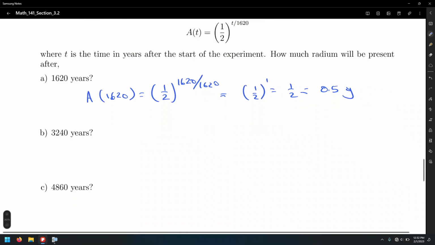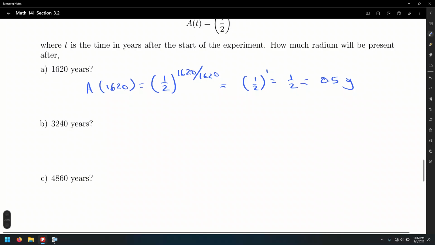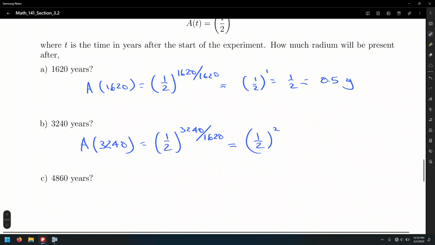What about 3240, which is actually the double? If you observe these two numbers, 3240 is twice 1620. So after another half-life, we are going to have half of the half, which essentially is a quarter. That's going to be consistent once we do the calculation. You'll see. Check this out. A of 3240 equals 1/2 to the 3240 over 1620. And notice in this case, we don't even need a calculator for this. That's a 1/2, and since that's twice, that reduces to 2.